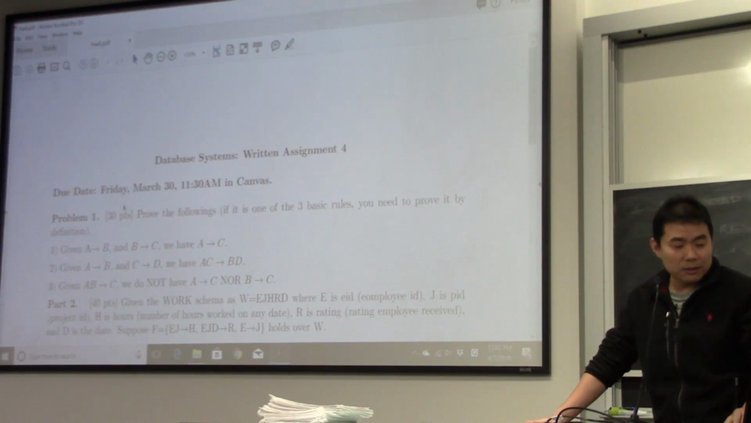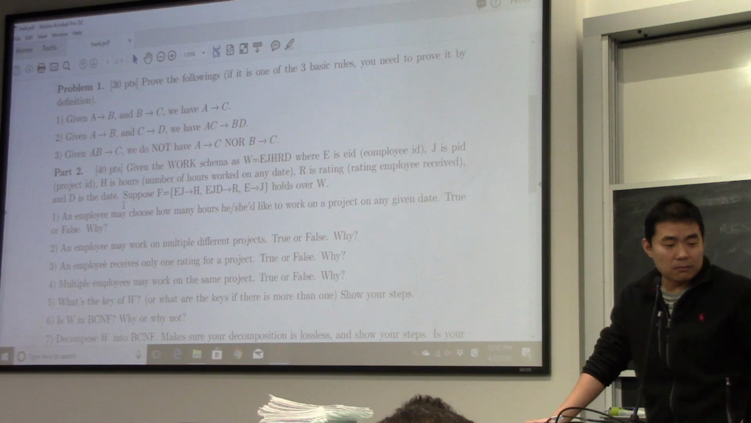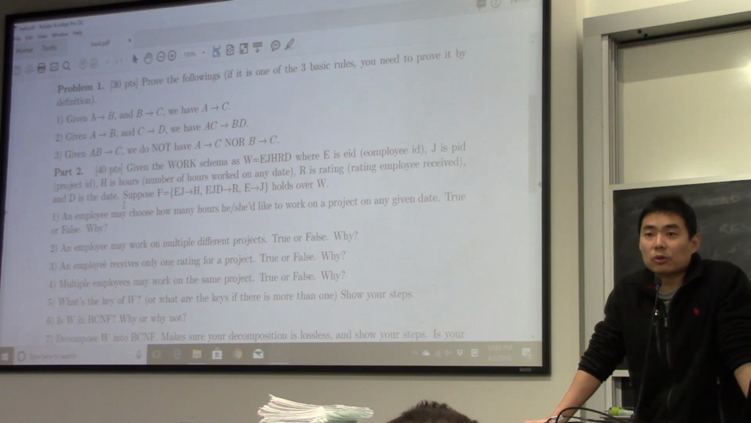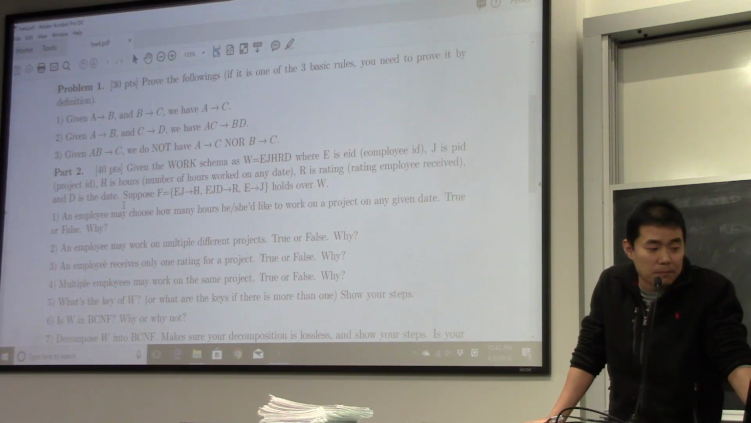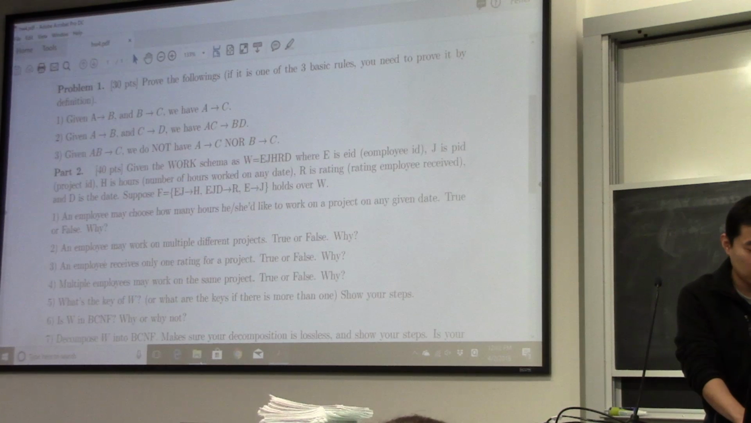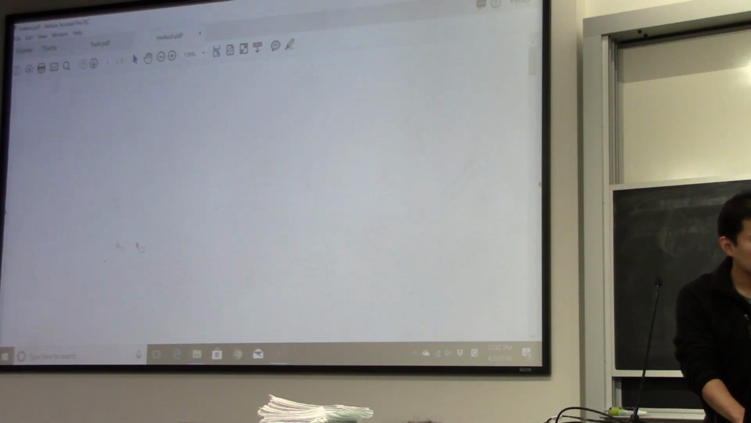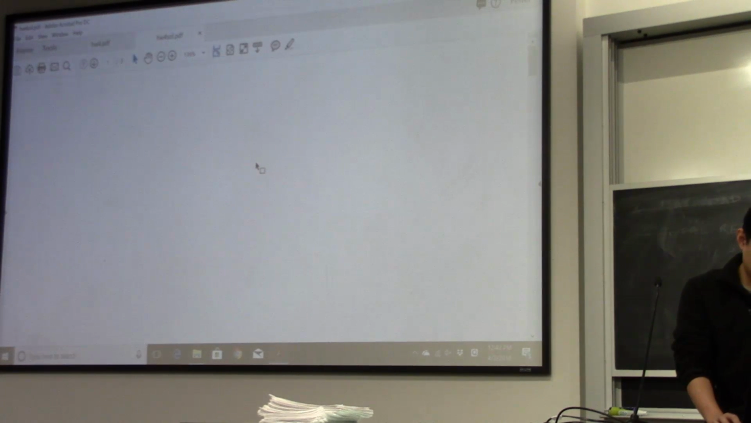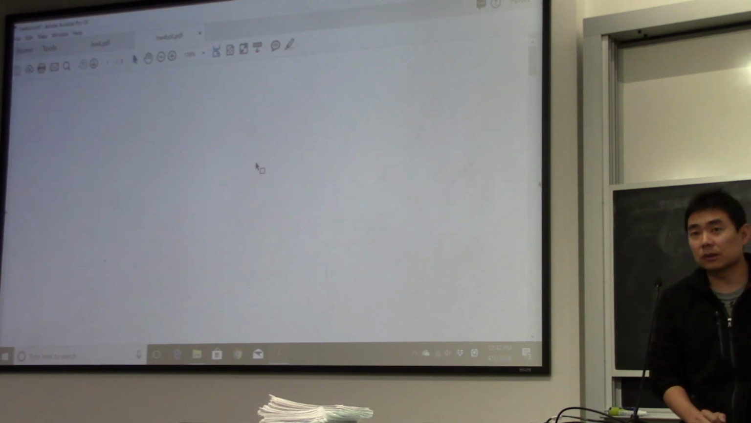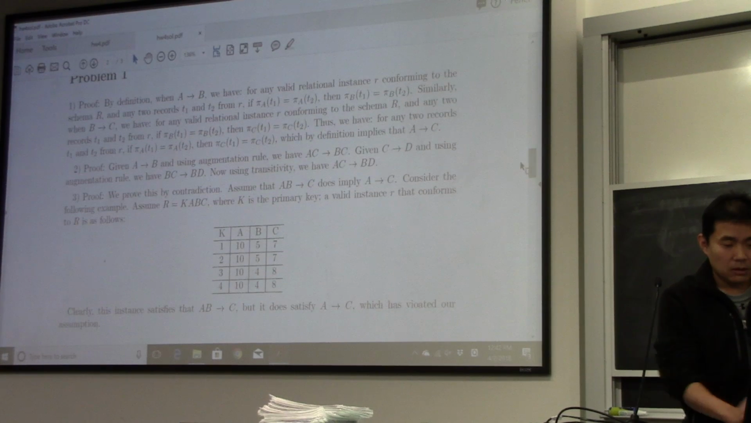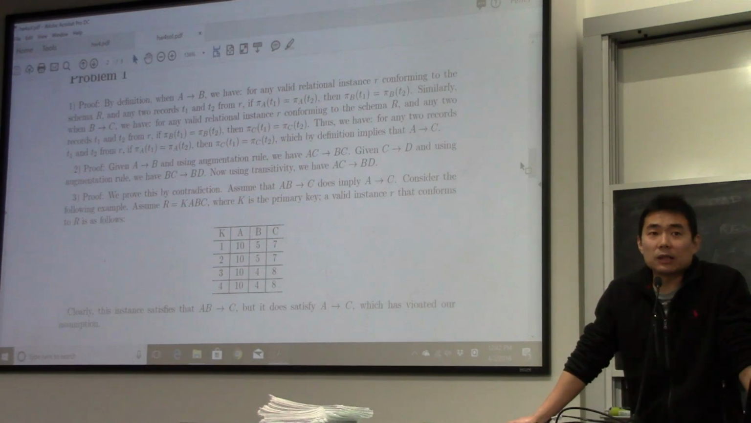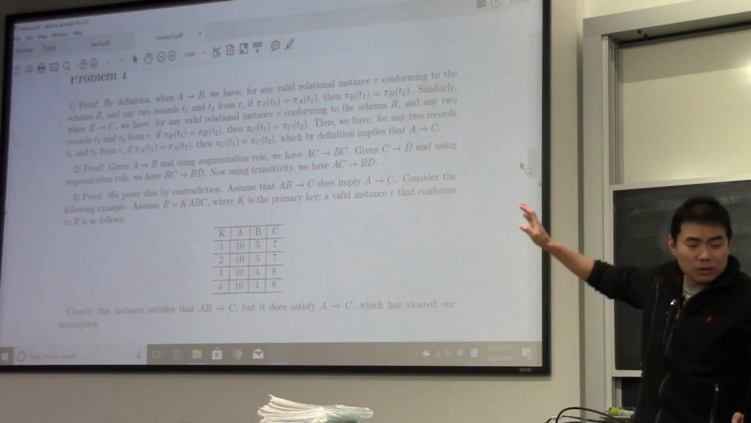That being said, the first one is, if it's one of the 3 basic rules, you need to prove it by definition, because that's a basic rule, right? I mean, there are no other theorems or facts to leverage. You can only prove this by definition. I show the problem itself rather than the solution. I will post this, by the way, on Canvas.